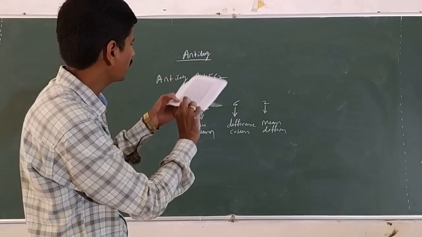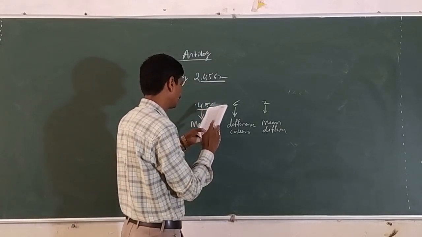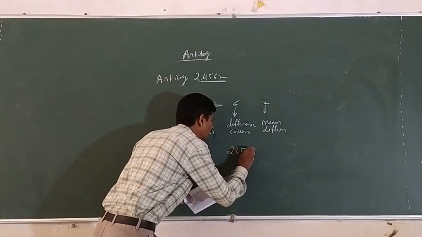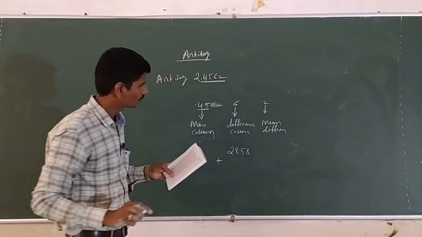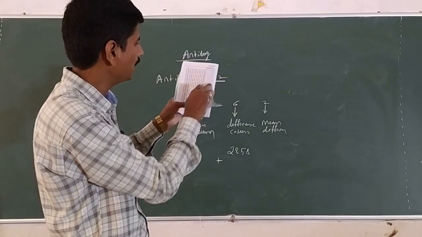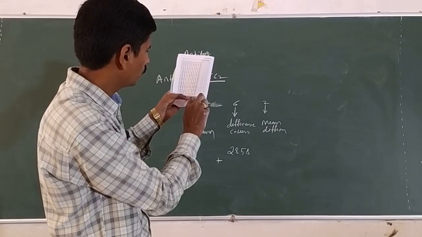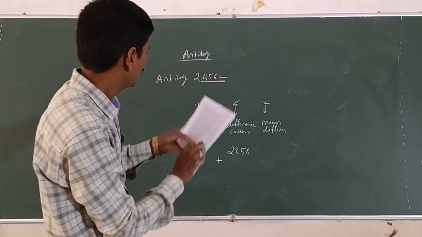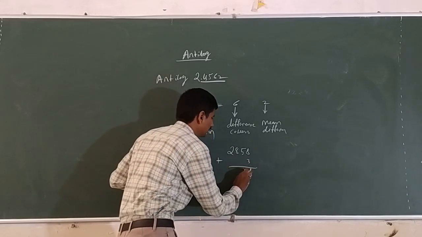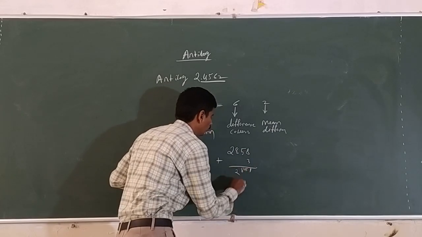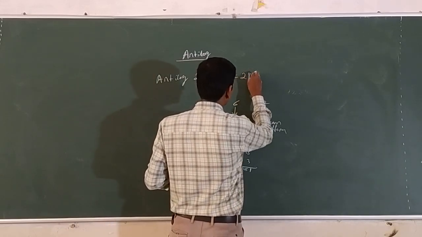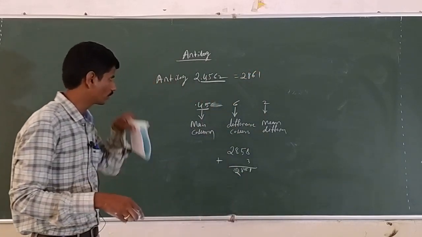6 is 2858. 2858 plus you have to add the next fourth digit. You have to refer to the mean difference. Fourth digit is 3, so you have to add 3. 8 plus 3 is 11. So 2861. Antilog of 2.456 is equal to 2861.